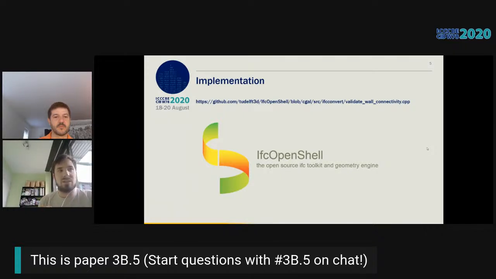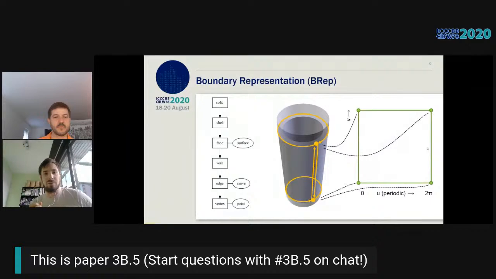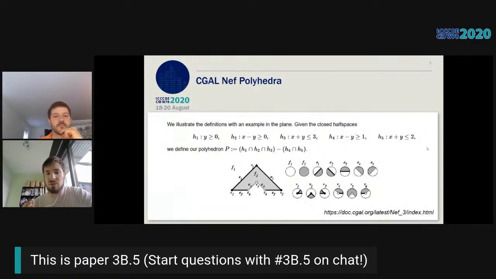So our work is implemented on top of an open source IFC implementation and geometry library called IfcOpenShell. At the top of this slide, you can see a direct link to some parts of the implementation. Traditionally, IfcOpenShell is implemented based on a BREP model for the geometry, boundary representation. Here you can see an example for a cylinder. You only need two vertices. You have curved edges and surfaces, and vertices have tolerance.